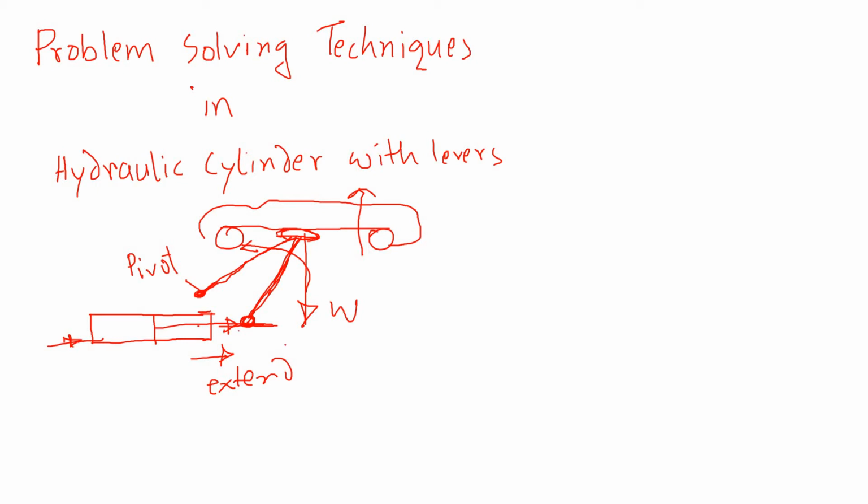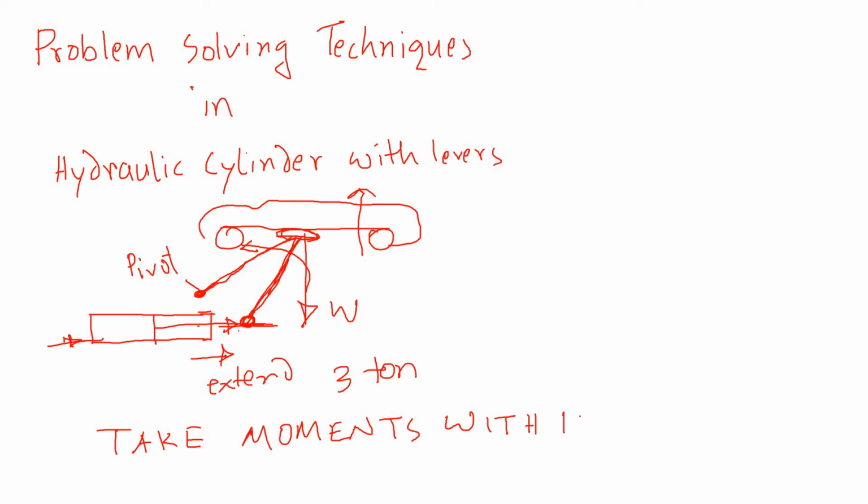Now it is very difficult to figure out whether it's a second class, first class, or third class lever, and when you solve the problem, do not try to figure that out. All you are worrying about is how to design a 3-ton floor jack, for example. So the only way you can solve a cylinder problem is to take moments with respect to the pivot point, and then you are done.